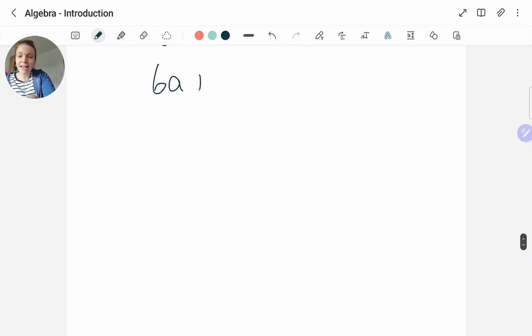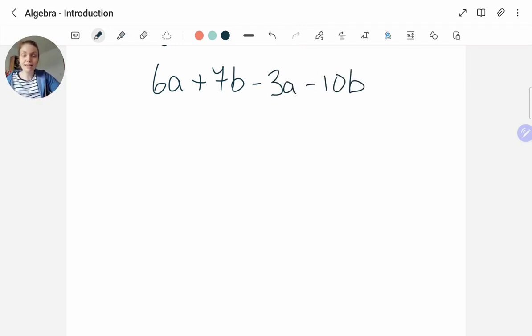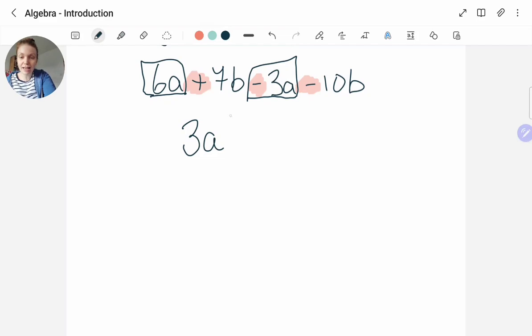If I had 6A plus 7B minus 3A minus 10B. Now, if you're not a fan of negative numbers, this might be a wee bit difficult. First of all, we can say we've got a plus, a minus, and a minus. Okay, so you have to be so careful with these signs. So we've got 6A minus 3A. I'll do those as little boxes. So remember, the sign to the left of the number belongs to that number. So 6A minus 3A is 3A. And then we have plus 7B minus 10B, okay?